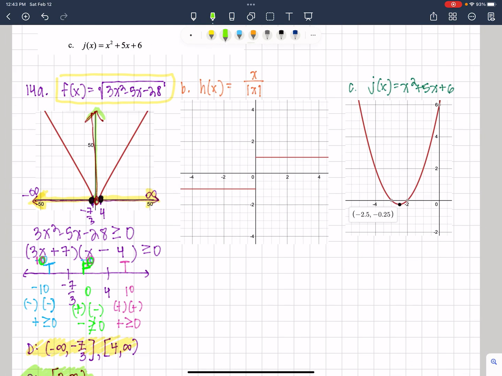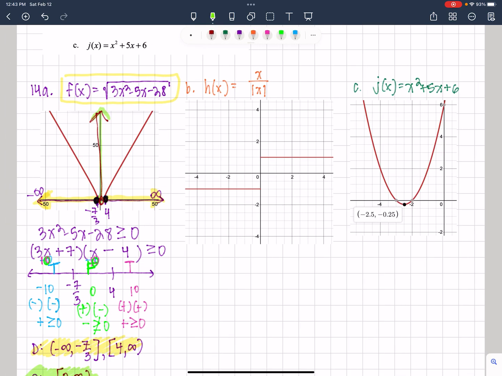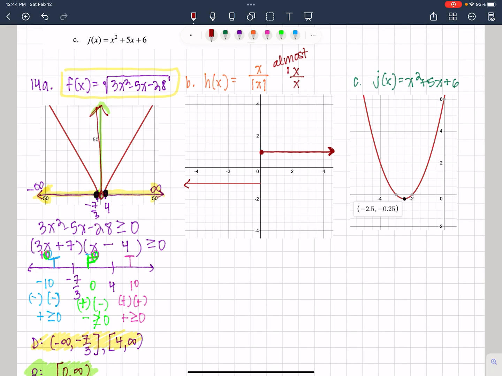So here's our graph, x over the absolute value of x. Now, x over the absolute value of x is almost the same thing as x over x, and anything over itself is 1, right? So that's where these values are coming from. All of our outputs are going to be 1 when we put in a positive x value into our function.